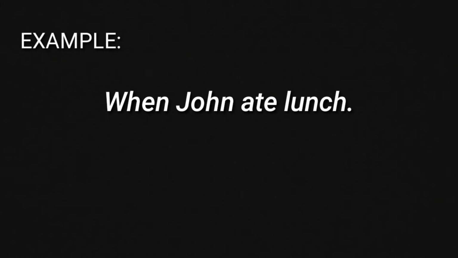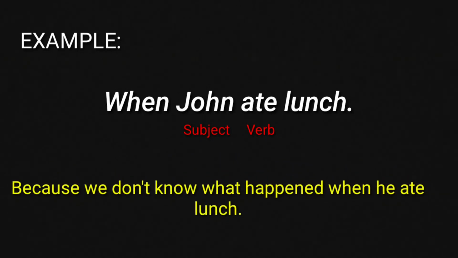A dependent clause is a group of words that contains a subject and a verb but does not express a complete thought. For example, when John ate lunch. John is the subject, ate is a verb. But this example doesn't have a complete idea. Why? Because we don't know what happened when he ate lunch.